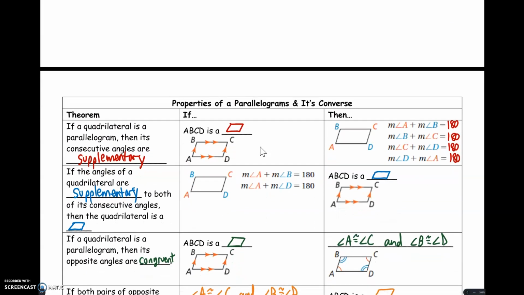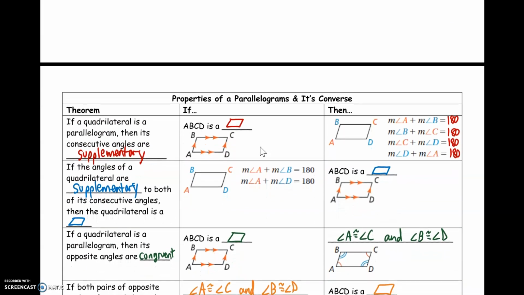Another rule we can state about our angles in a parallelogram is that, again starting from my parallelogram, I know that opposite angles, so not consecutive this time, are going to be congruent rather than supplementary. So imagine B and D marked with the same marking, A and C marked with the same marking, those are going to be our congruent angles.